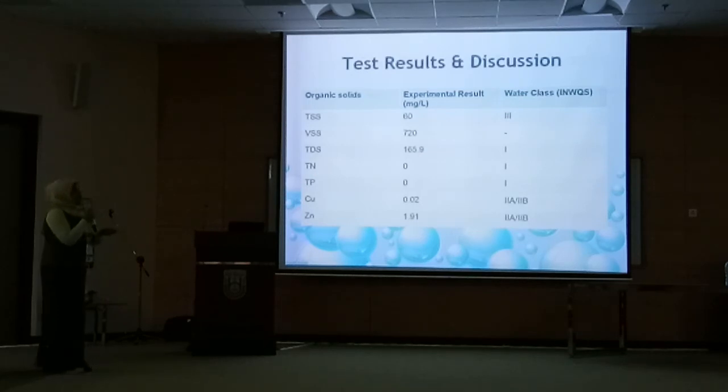TN and TP were 0, which means no nitrogen and phosphorus in the water. Copper and zinc were 0.02 milligrams per liter and 1.9 milligrams per liter respectively. They are under class 2A or class 2B water.